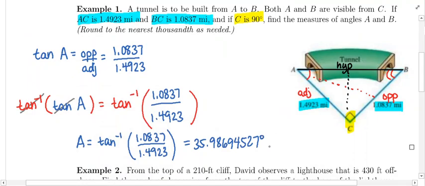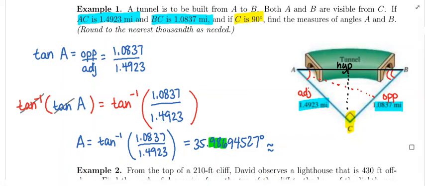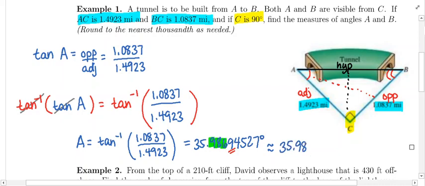We need to round to the nearest thousandth, like I said. If you remember how this works, if you look at the decimal point, this is tenths, hundredths, thousandths. So we need to round to basically 3 places after the decimal point. What we see here is that there is a 9 after the 6 here. So this 9 is going to bump up the 6 to a 7. So this will round to 35.987 degrees. That is the measure of angle A.